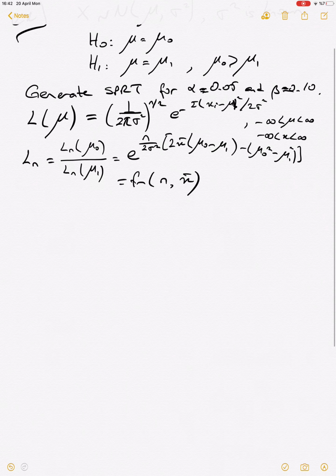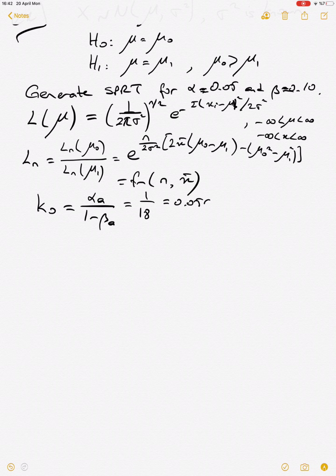Okay, so we know what is k0. K0 is always defined by alpha over 1 minus beta, and this is approximately, for our given alpha and beta, 0.056, and k1 is calculated by this formula, 9.5.